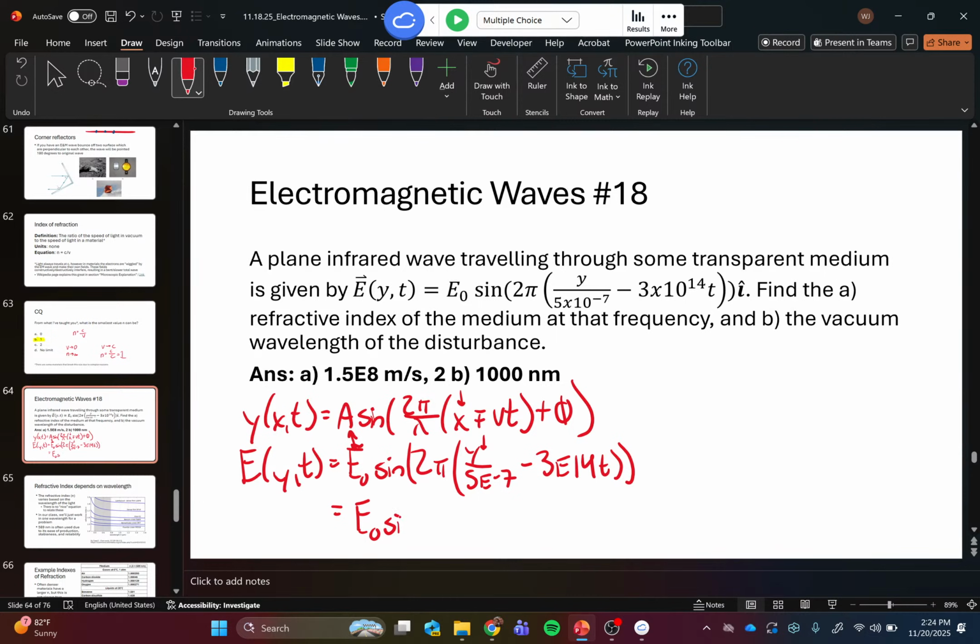E naught sine of 2 pi over 5e to the minus 7, times y. Oh man, they're starting to look similar now. I'm going to let you do the second term if you haven't done so already. This is the idea. Make them look the same so that way you can compare them and do things. I'll give y'all like a minute for that.